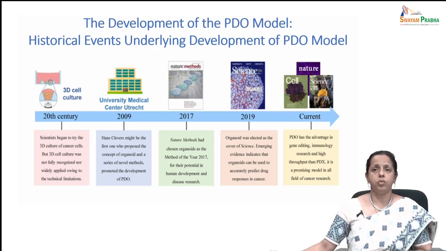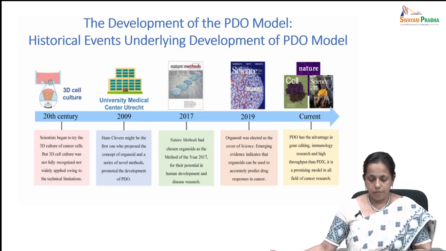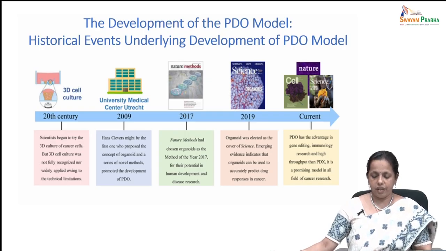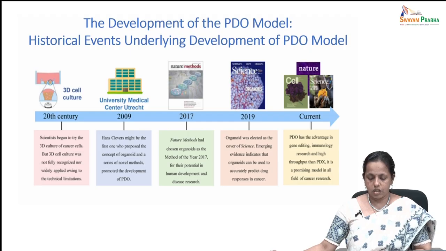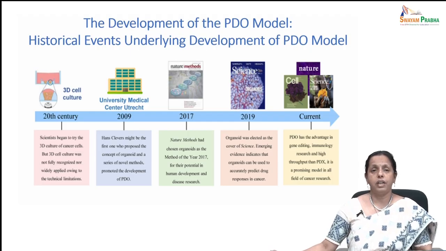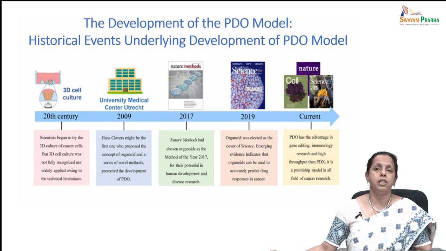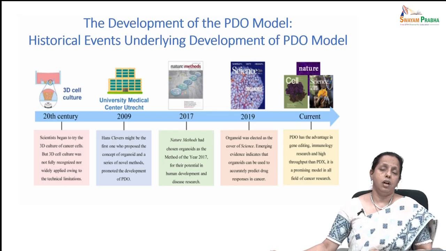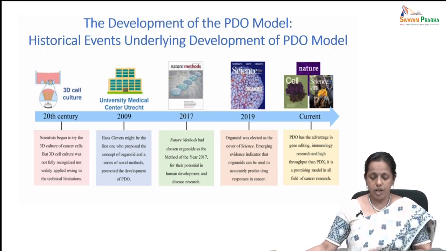So they have shown that the patient-derived tumor tissue is firstly digested into single cells and transplanted into a basement membrane with the growth factors, and could be reorganized successfully in several weeks. So the idea of organoid culture has been very well established over a period of time, and several important publications have come into the picture. Patient-derived organoids have advantages in gene editing, immunology research and high throughput compared to PDX. It can have a lot of high throughput because only 1 mm of culture tumor tissue is enough for the organoids to be established.